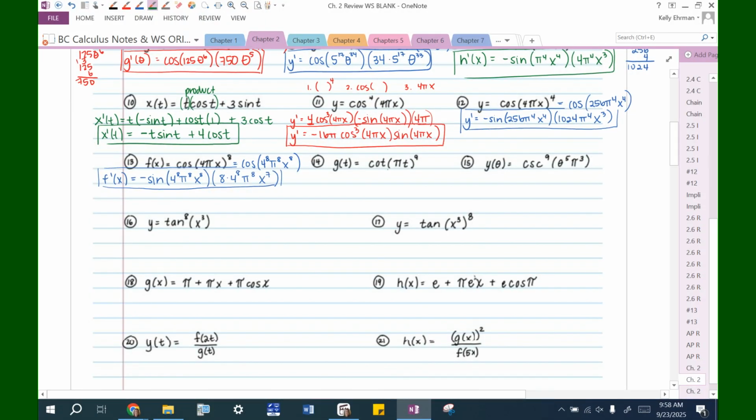Right, this one, I'm going to clean this up. It's cotangent of pi to the ninth t to the ninth. So g prime, the derivative of cotangent is negative, because it starts with a c, negative cosecant squared of u times u prime, which is 9 pi to the ninth t to the eighth.